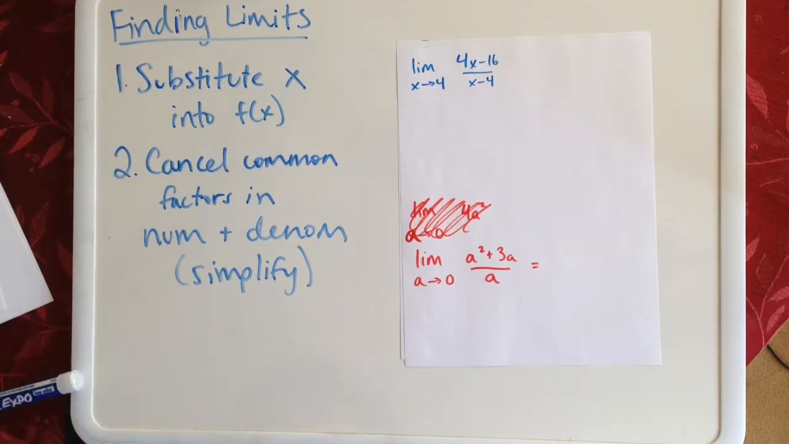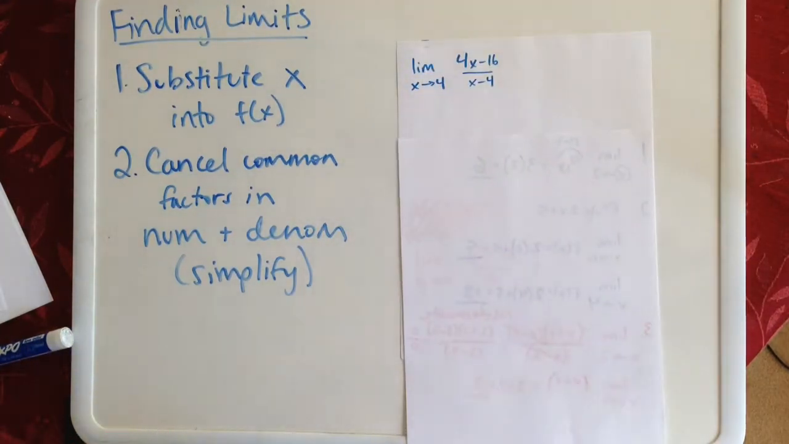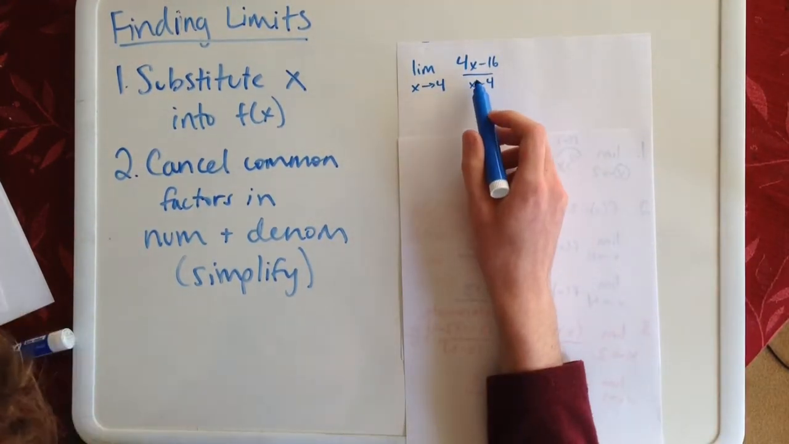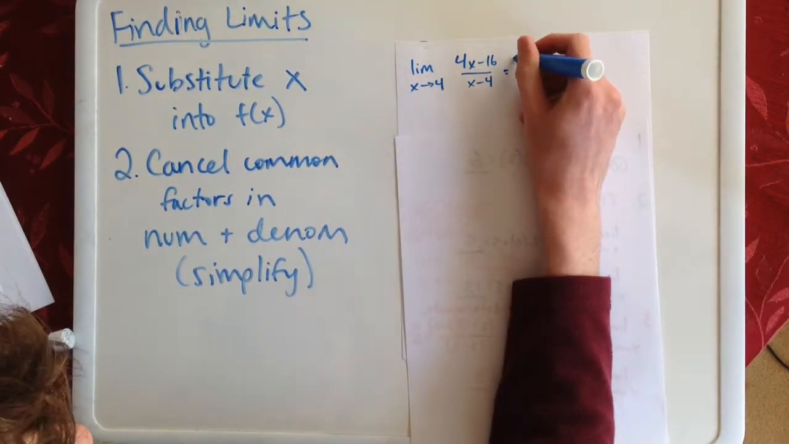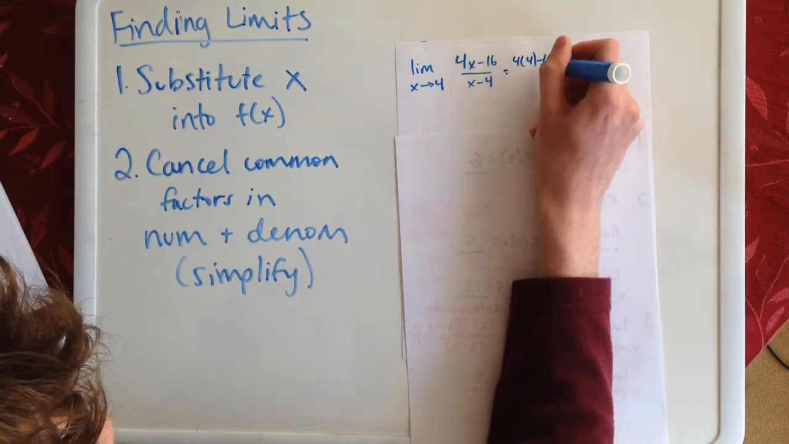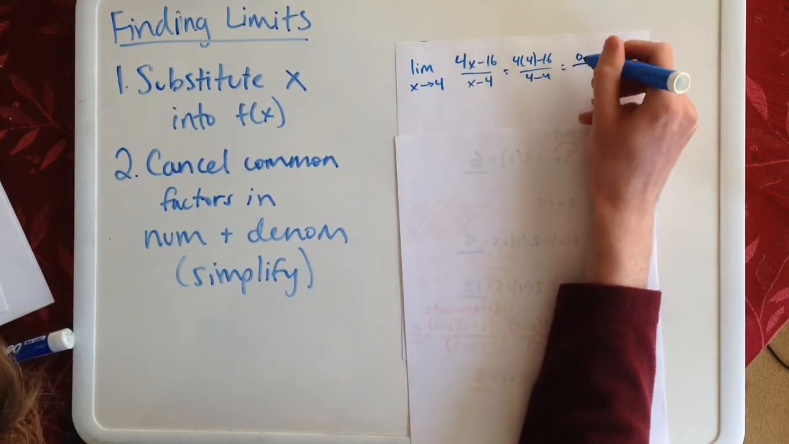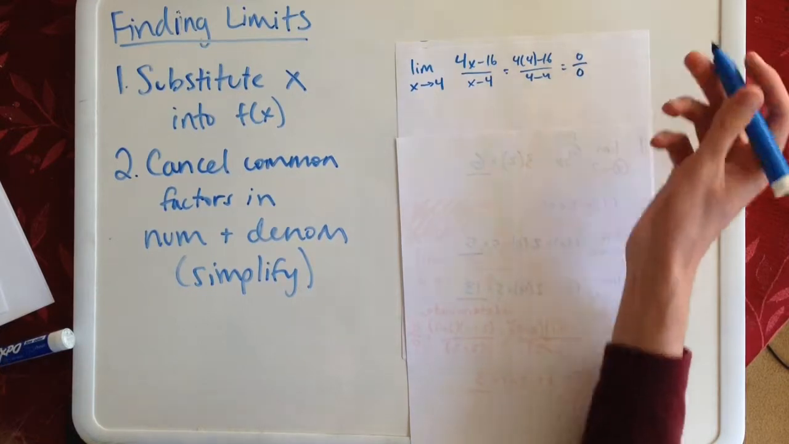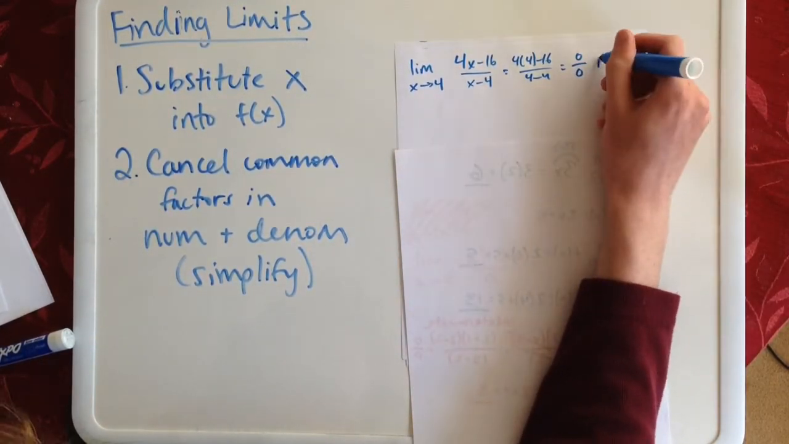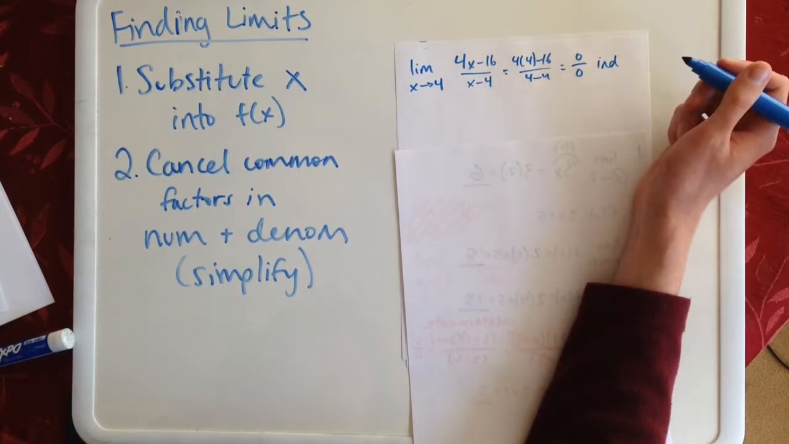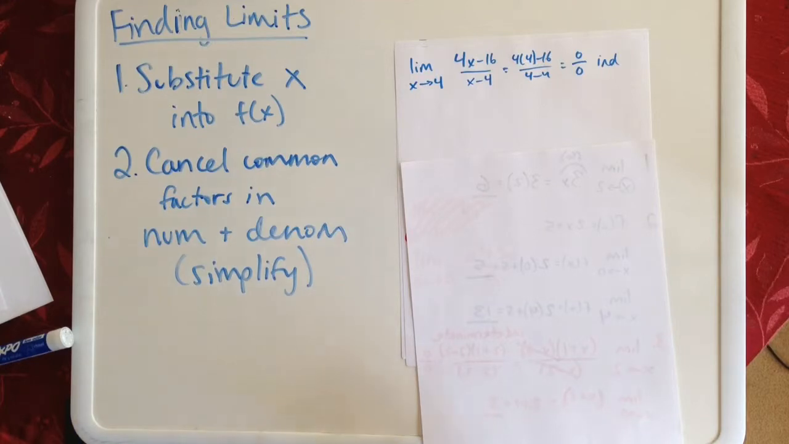So we have a couple more practice problems here. This first one, we are going to have to use both of these. So if you just substitute 4, you can try it. 4 times 4 minus 16 over 4 minus 4 equals 16 minus 16, which is 0, divided by 4 minus 4, which is 0. And that's an indeterminate form. So in math, what we write is we just write ind. You don't have to do that. That just means we're going to have to cancel something.